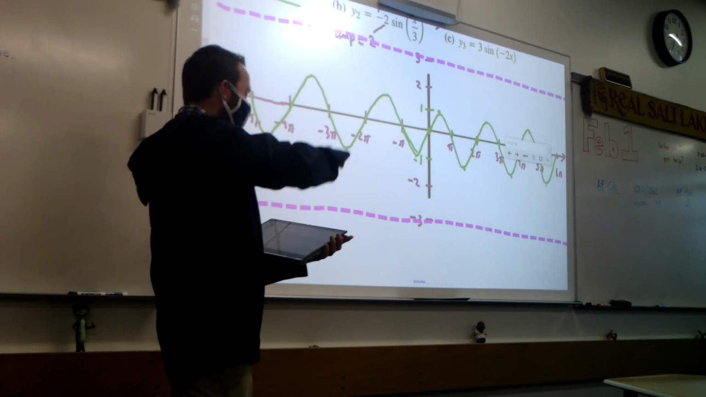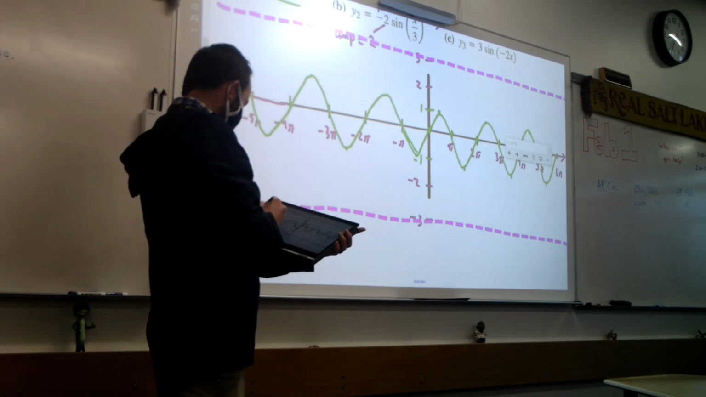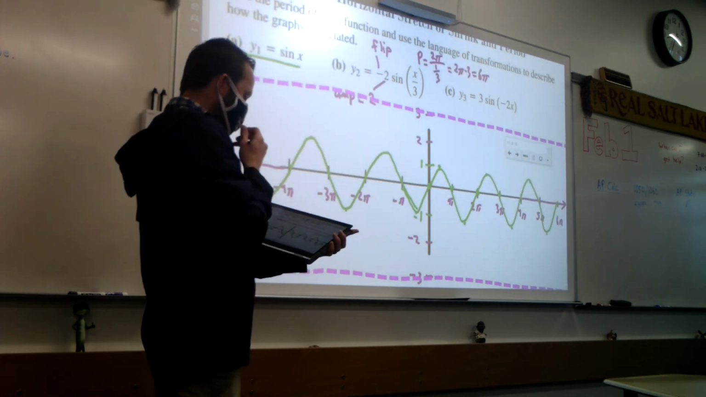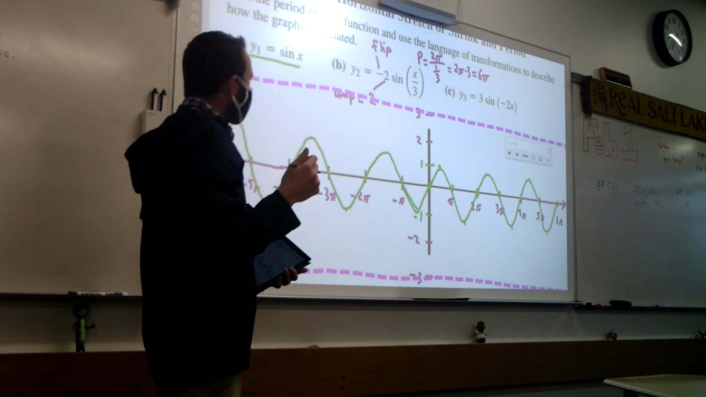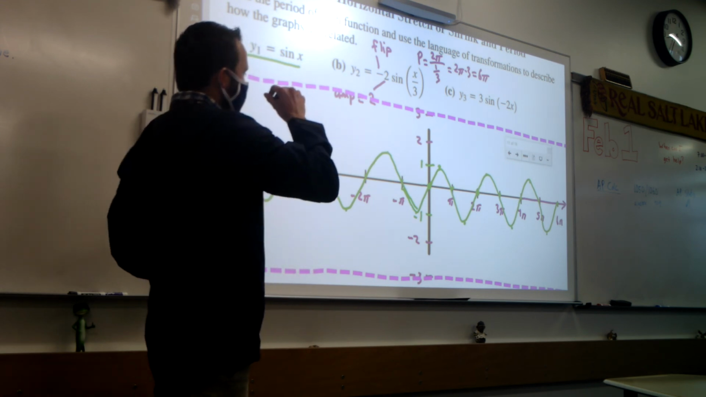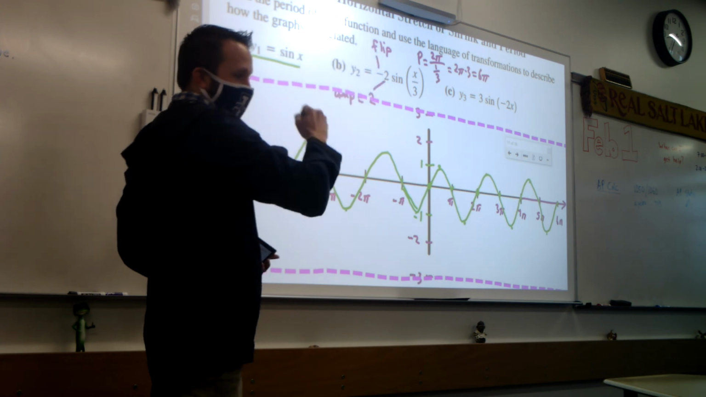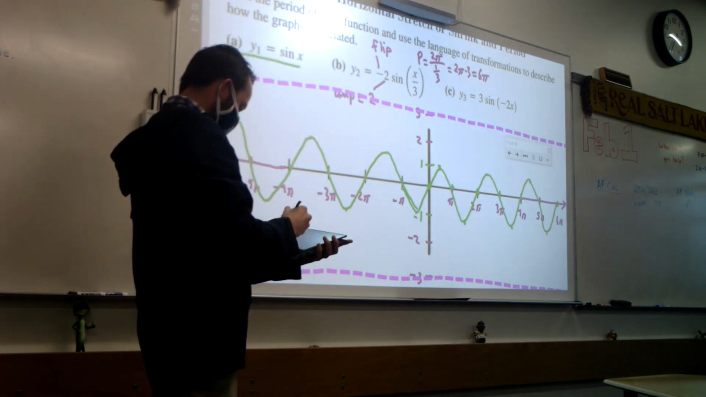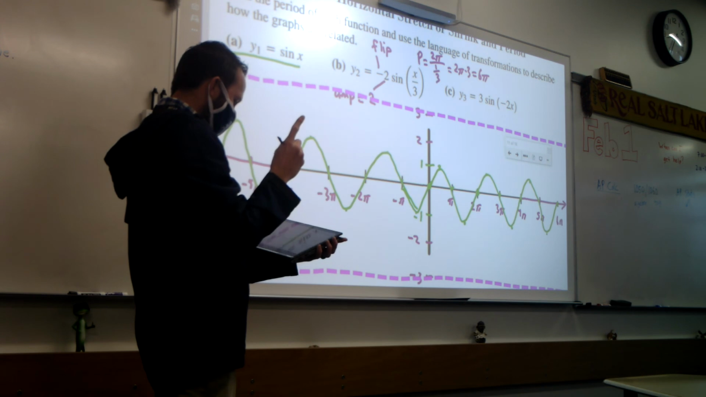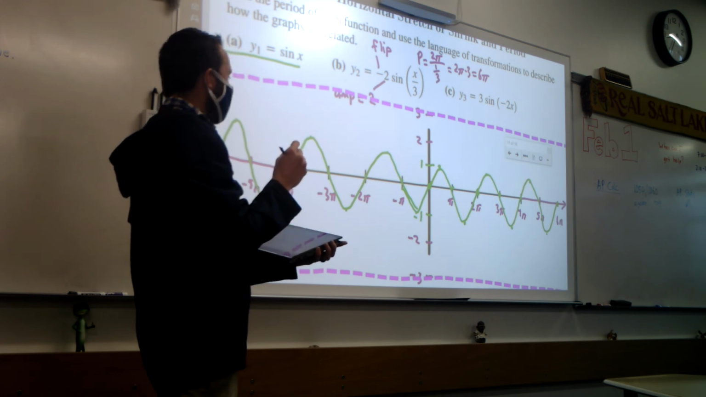Okay, so we're going to have stretch up to 2, stretch down to negative 2, except it's been flipped. So what does that tell us? Instead of starting at 0 and going up, what are we going to do? Start at 0 and go down, okay? Now, this can be tricky because there's 3 things going at once, so let's be smart about it.